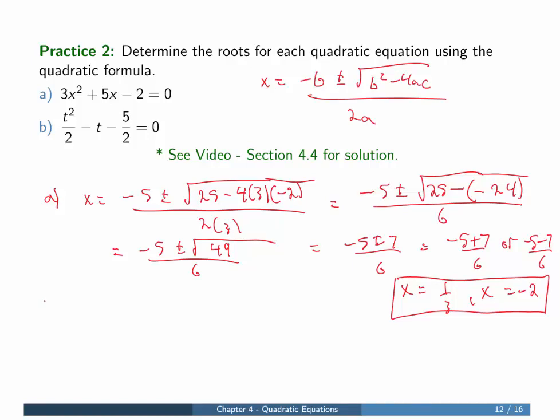For b, I'm going to get some more room here. I'm going to erase this though, so hopefully that makes sense. We're all good.